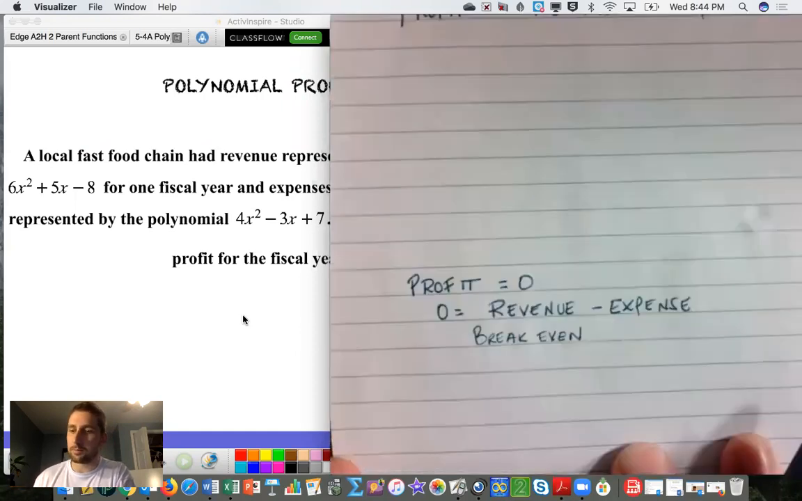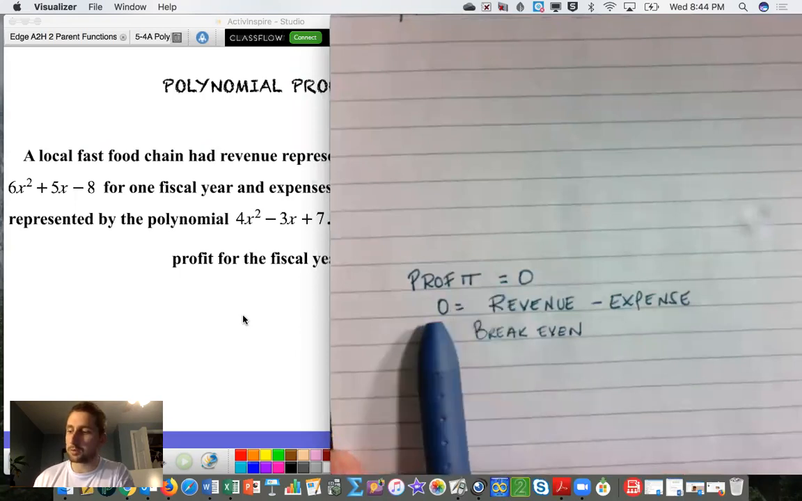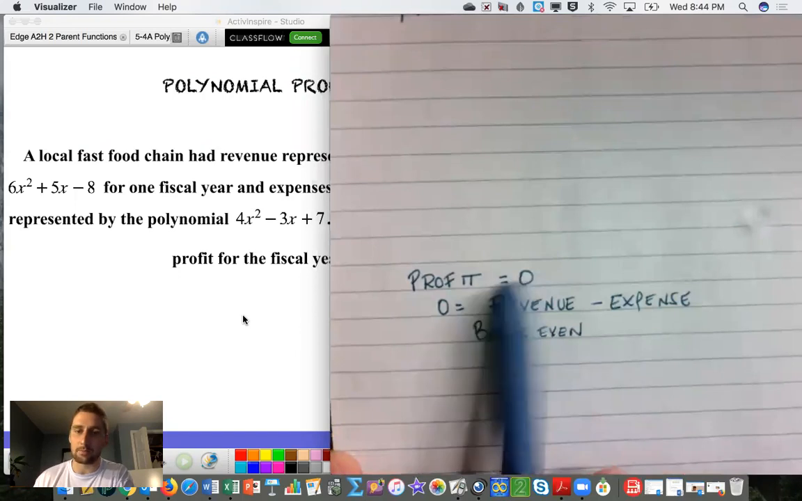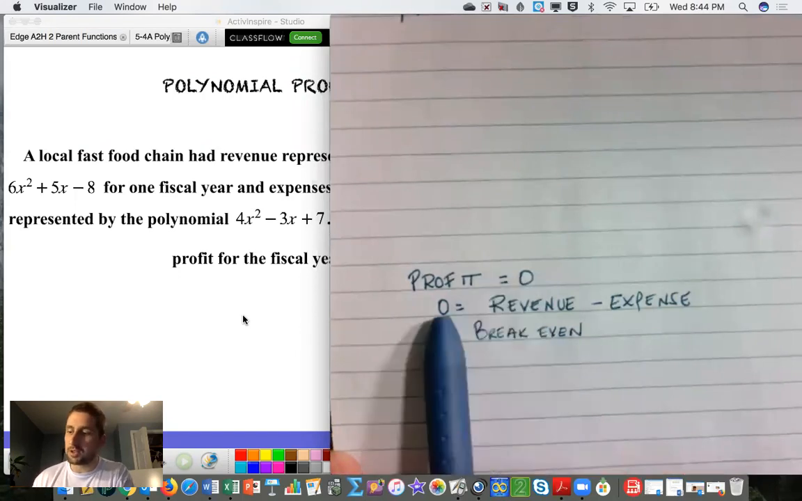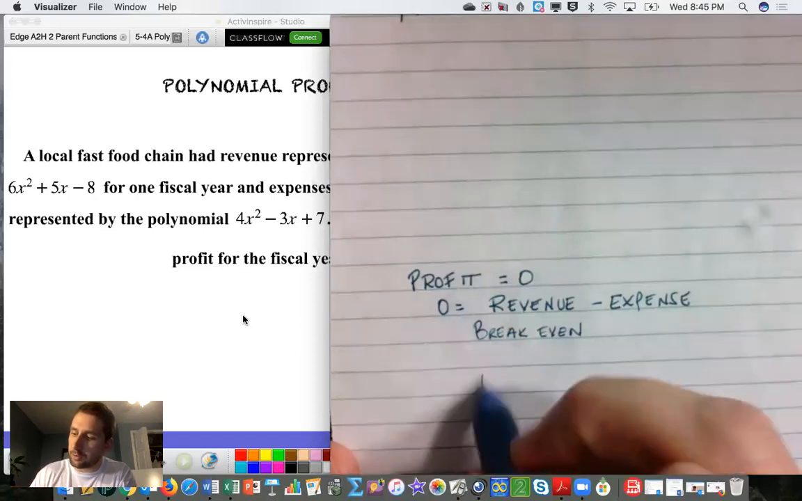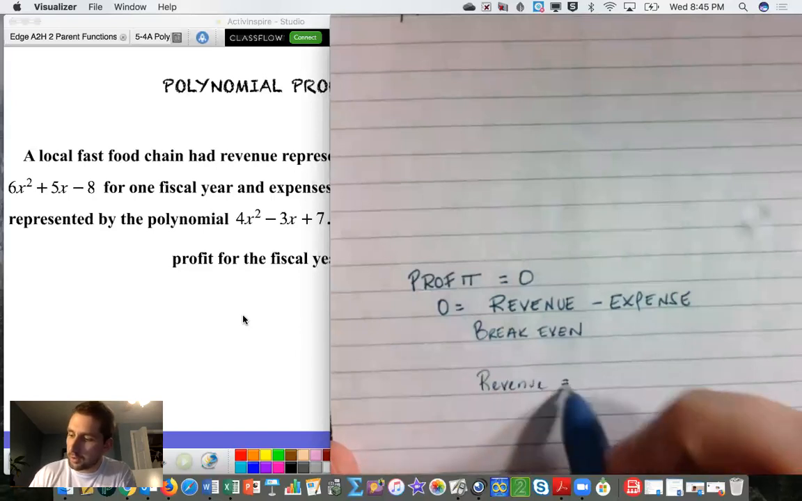We've also talked about profit being equal to 0. Well, we know profit equals revenue minus expense. I'm going to substitute 0 in for my profit. If profit is 0, that's also called the break-even point. We know the break-even point as well, your revenue is equal to your expense.